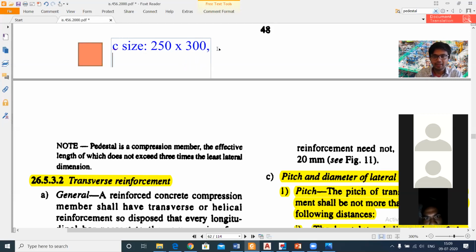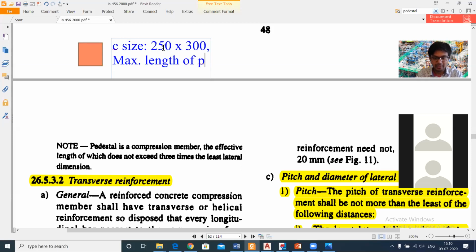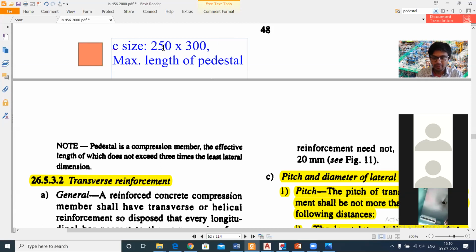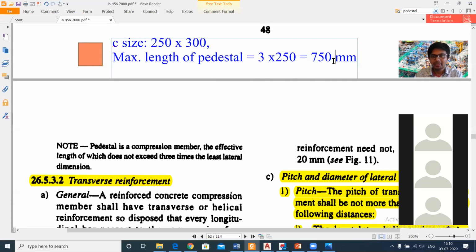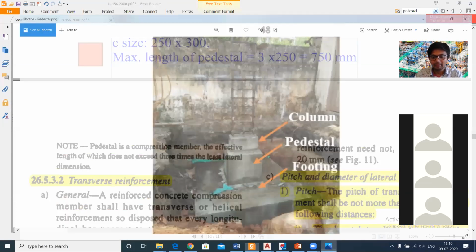The least lateral dimension here among 250 and 300, which one is less? 250 is less. So the maximum length of pedestal will be equal to 3 into 250, which is how much? 750. So 750 mm. If we have a column size of 250 mm into 300 mm, the maximum length of pedestal can be 750 mm. Let us go back to the image here.